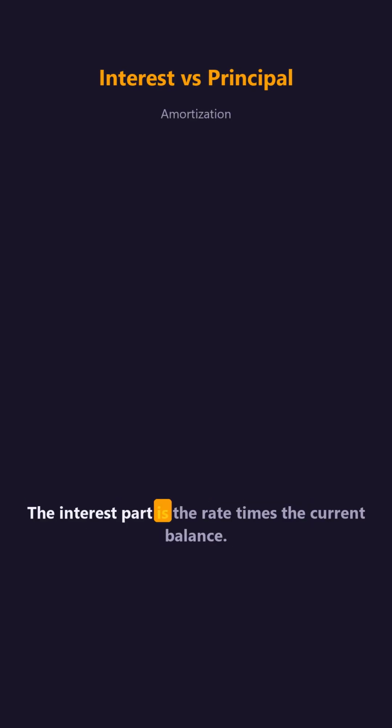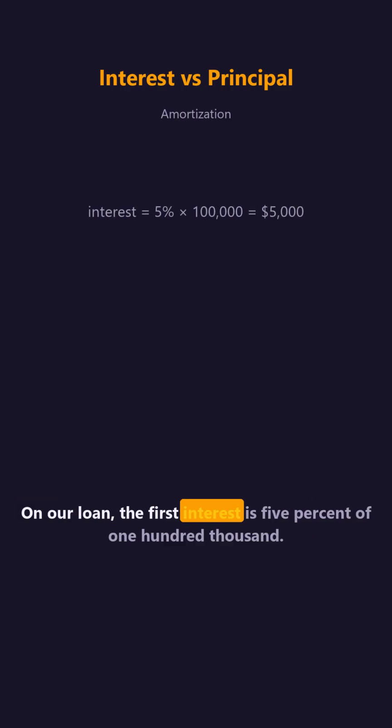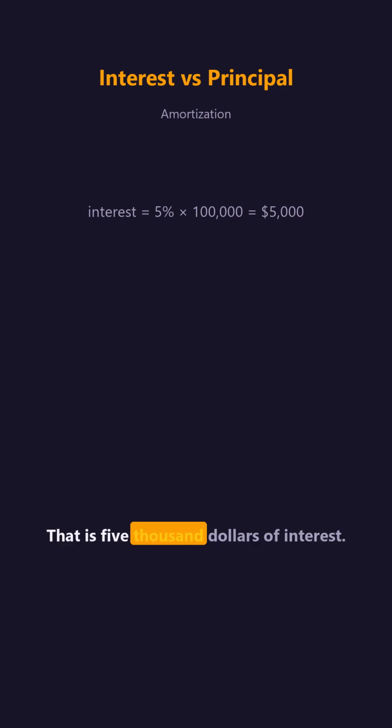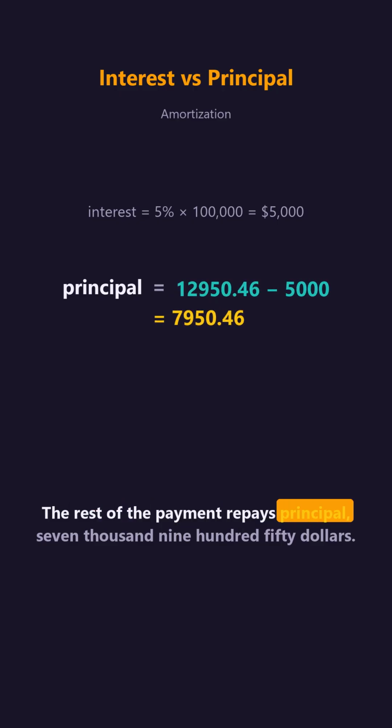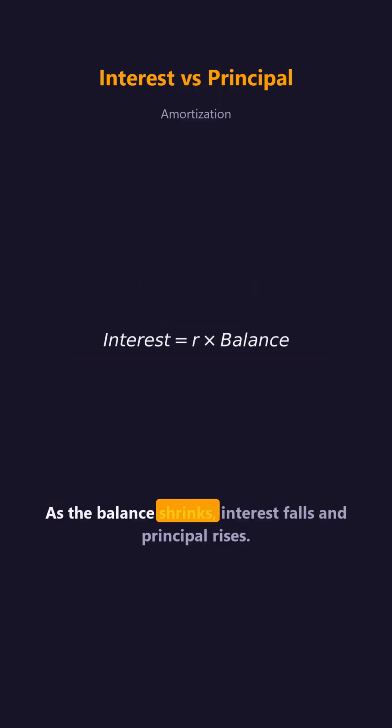Every payment splits into interest and principal. The interest part is the rate times the current balance. On our loan, the first interest is 5% of $100,000. That is $5,000 of interest. The rest of the payment repays principal, $7,950. As the balance shrinks, interest falls and principal rises.